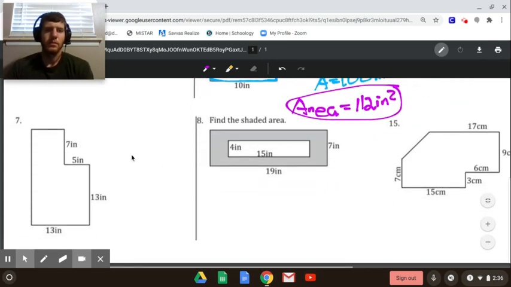Number 6, that was number 6. Number 7, we can split into 2 rectangles. Our first rectangle down here is going to be 13 by 13, so that's area is length times width. So 13 by 13 is 169 inches squared.